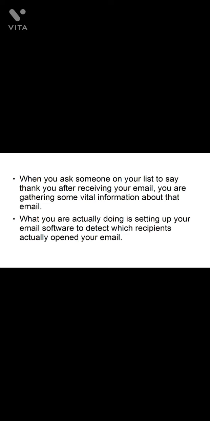When you ask somebody on your list to say thank you after receiving your email, you are gathering some vital information about that email. What you are actually doing is setting up your email software to detect which recipients actually opened your email. You have to understand that when you build an email list, a significant number of people will not open your email after they have received the freebie you offered them. That's just the nature of the beast.